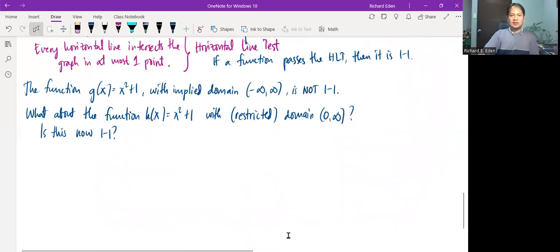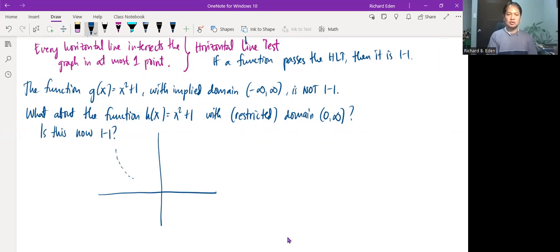Okay. So my question here is, what if we consider the function h of x equal to x squared plus 1? I understand it's the same formula. However, we are restricting the domain, which means that you are not going to be looking at the entirety of the graph of y equals x squared plus 1. This time, we're only going to be looking at a portion of it: the one above the domain 0 to infinity. So the graph should look like this, but we're not taking the whole thing, only this, because the domain is 0 to infinity.